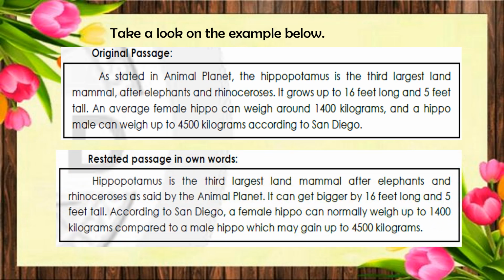And here is the restated passage in own words. Hippopotamus is the third largest land mammal after elephants and rhinoceroses, as said by the Animal Planet. It can get bigger, by 16 feet long and 5 feet tall. And according to San Diego, a female hippo can normally weigh up to 1,400 kilograms compared to a male hippo, which may gain up to 4,400 kilograms.